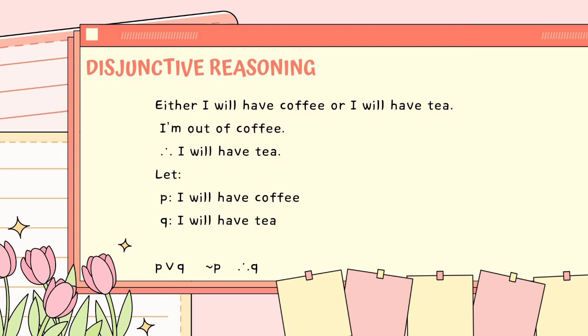Ngayon, ang maging premise 2 natin is not P. So, I'm out of coffee. Ang conclusion natin is therefore Q. Sa premise 1, ang Q natin dyan is I will have tea. So, ang maging conclusion natin is therefore I will have tea.